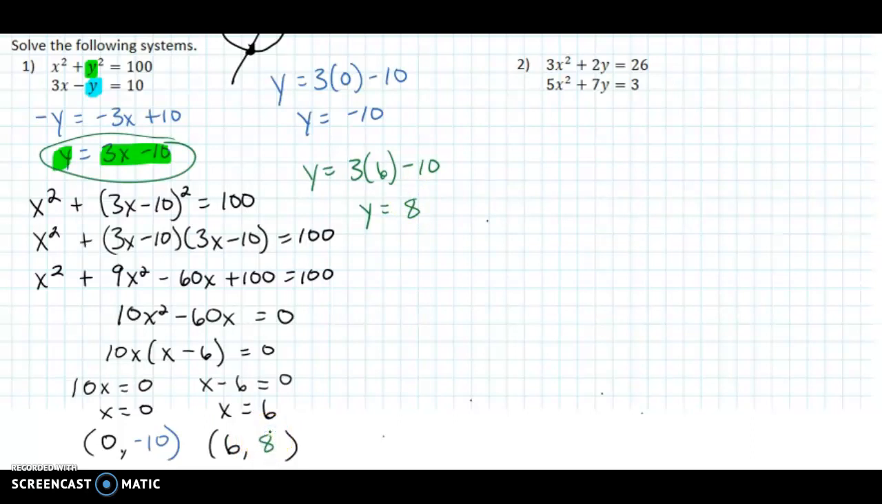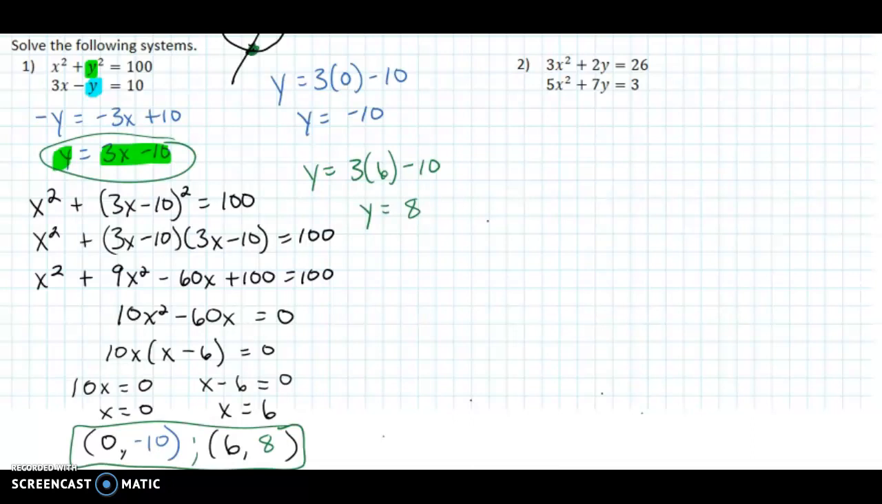And so now we have two solutions. We have (0, -10) and (6, 8) for that first system. Those solutions will both make the equations true. So we do have a situation where the circle hits the line in two spots. Okay, let's go on to number 2.